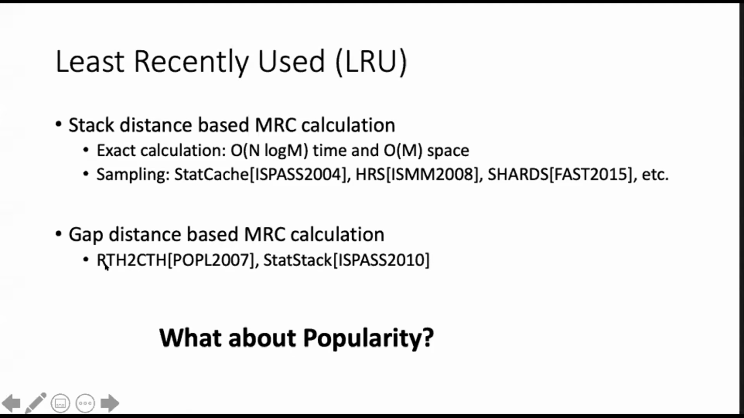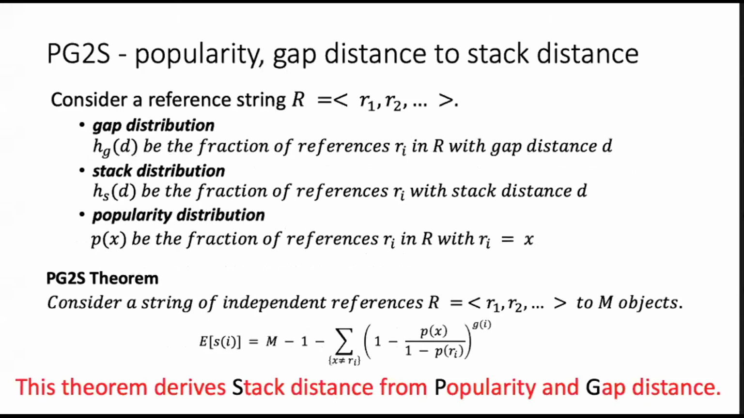Moreover, we have RTH to CDH and a stack, which construct MRCs based on the gap distances. However, in a sequence of references, apart from gap distances and step distances, we have popularity: how frequently an object gets referenced. This motivates our work. So in the next few slides, I'm going to share how to use popularity and gap distance to approximate step distances under the assumption of the independent reference model.